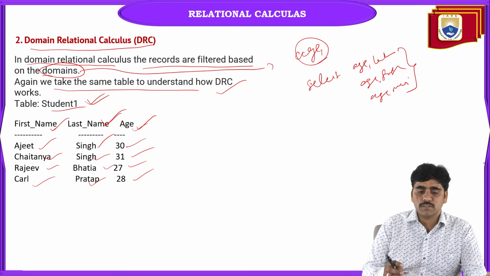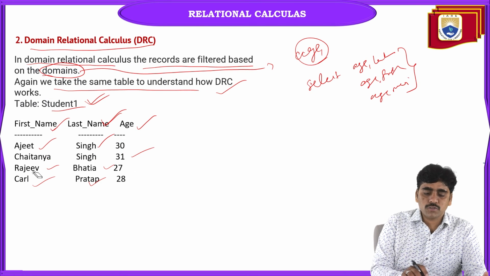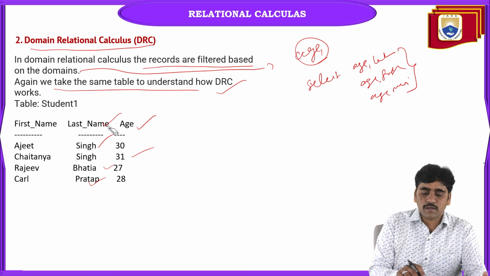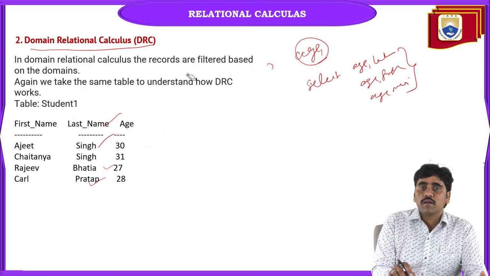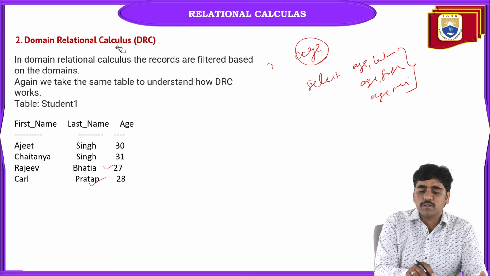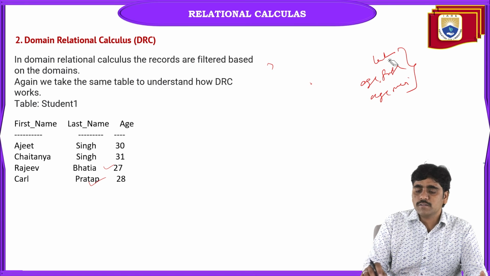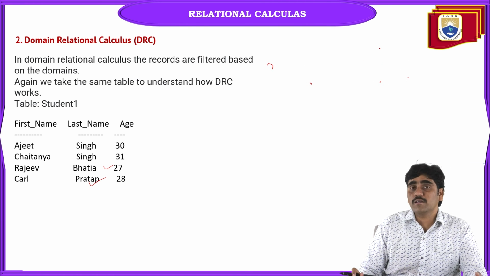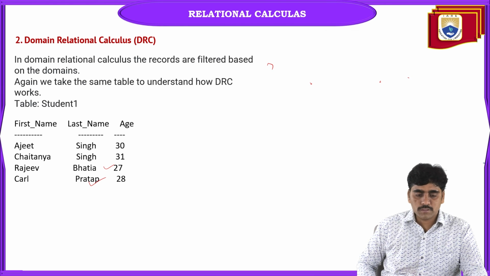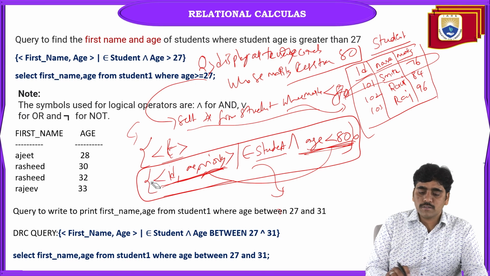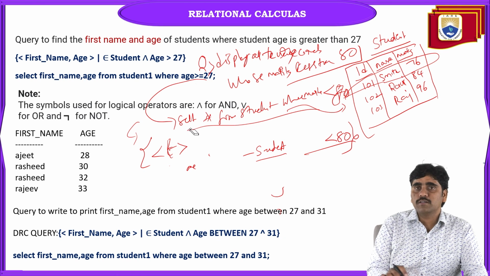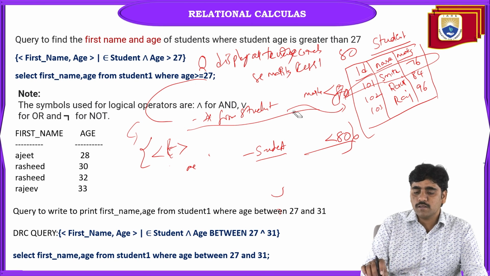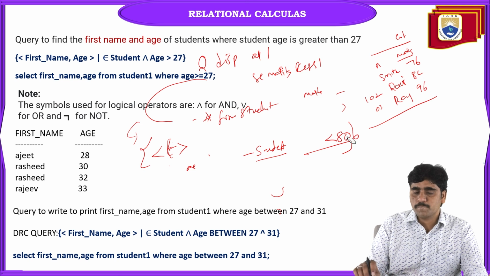And the next one is domain relational calculus. Domain relational calculus is also the same as tuple relational calculus, but we have to combine two or more tuples to display the relational calculus results. So this is about relational calculus in relational algebra.